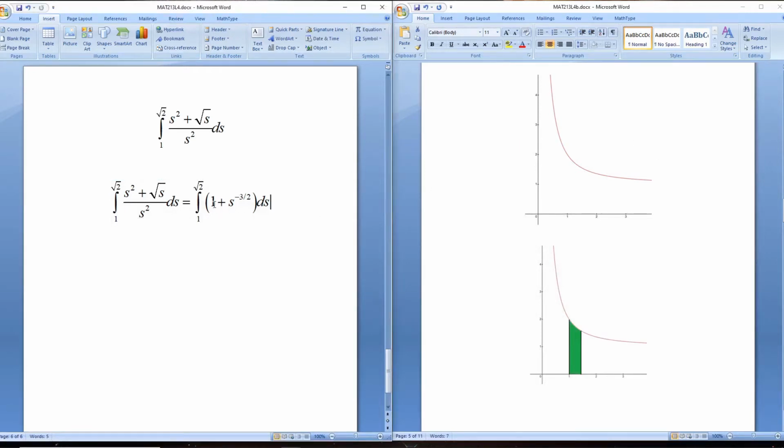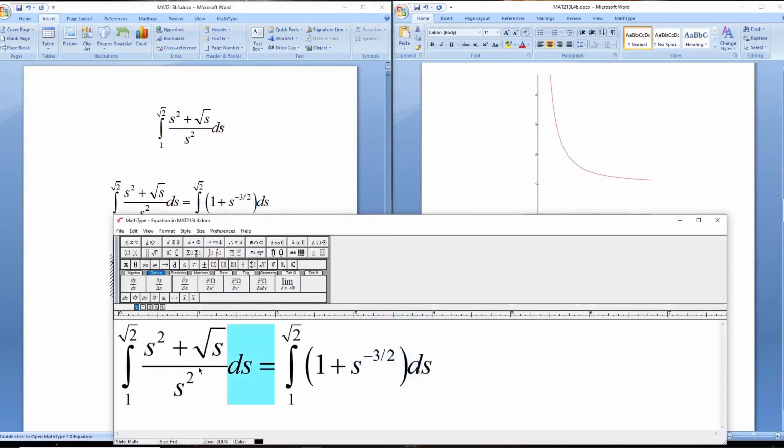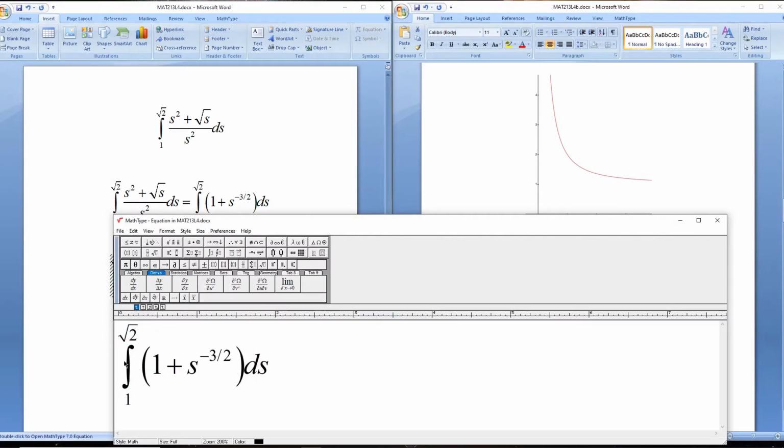So now that we have the integral in a simpler form for integrating, we can distribute the integral. So it'll distribute to the 1, and it'll distribute to the s to the minus 3 halves. And again, what that simply means is we can integrate it term by term. So the integral of 1 is just s. Here's our plus sign, and we'll go on to the next term, the integral of s to the minus 3 halves.